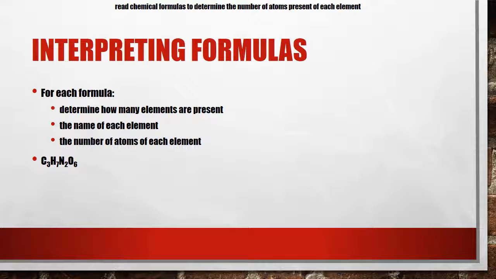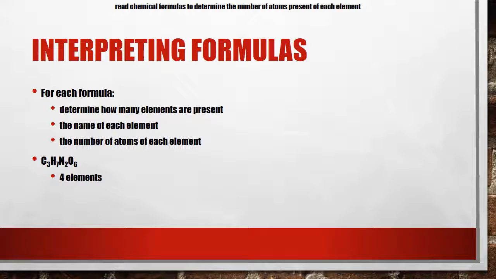So the first one here, we have C3H7N2O6. First thing, ask yourself, how many elements are present here? If you look at this formula, you'll see that there are, in fact, 4 elements. I know that there are 4 elements, basically because I see 4 capital letters. Recall, with symbols of elements, every symbol starts with a capital letter. So if I see 4 capital letters here, C, H, N, and O, those are all different elements, and that tells me I have 4 elements there.